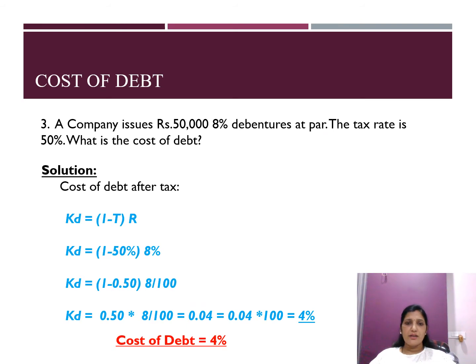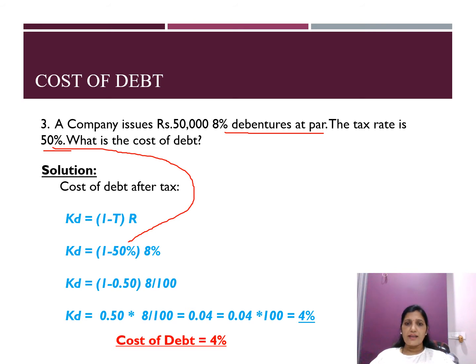Another problem. A company issues rupees 50,000 8% debentures at par. The tax rate is 50%. Here the tax rate is given. So when the tax rate is given, we have to go for the formula after tax. That is KD is equal to 1 minus T into R. So here 1 minus T, this 50 is the tax rate taken from here.